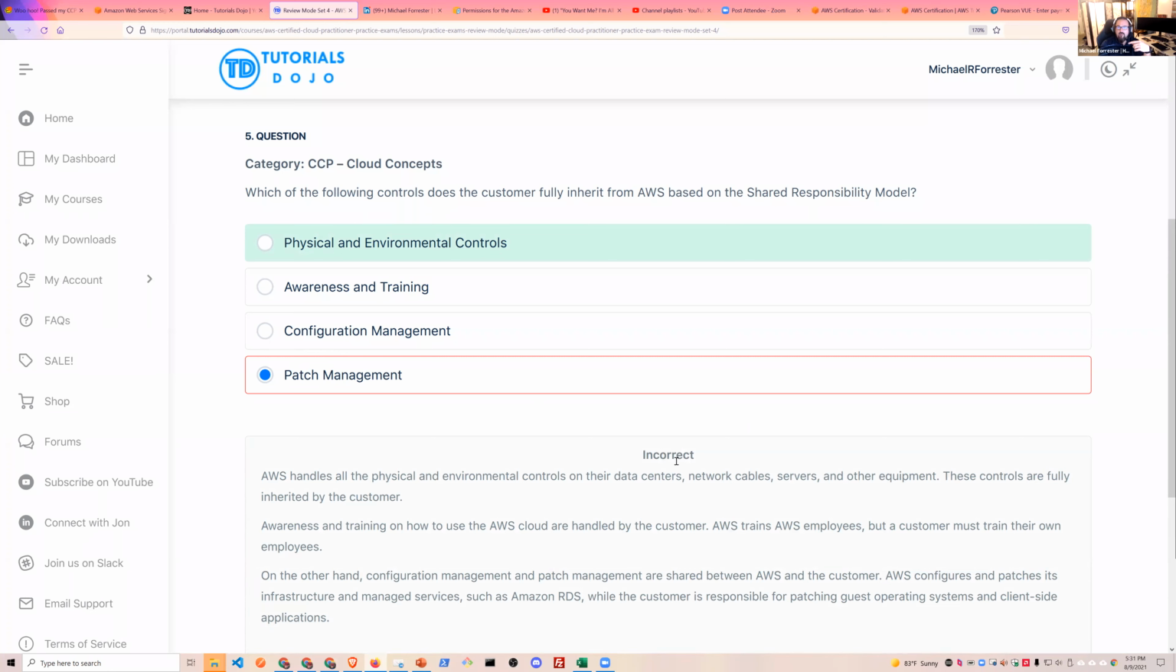So awareness and training, they don't have covered for you. That's a company responsibility. Configuration management of the operating systems, that's definitely going to be on the customer. Patch management for an operating system is definitely going to be on the customer, assuming you have access to the operating system. But physical environmental controls, you will never have responsibility for because you don't have access to the data center. But the question was worded weirdly, so we're going to write that one off as a wash.